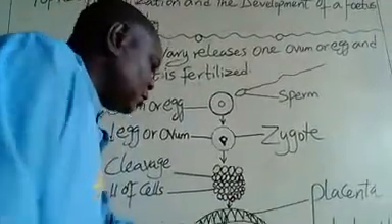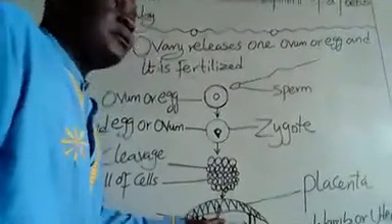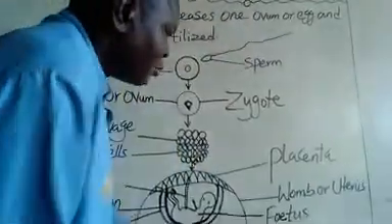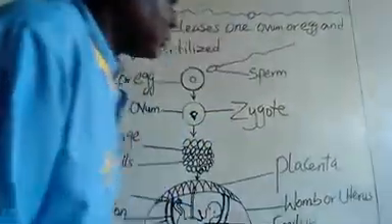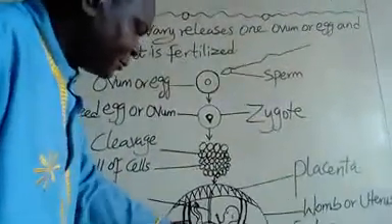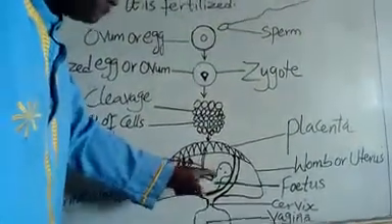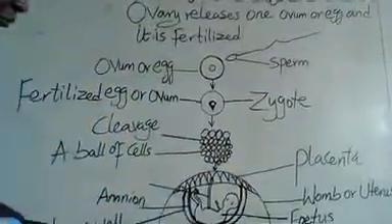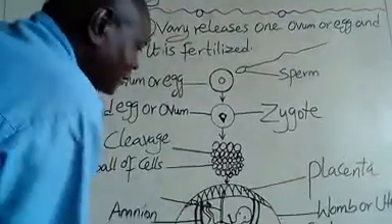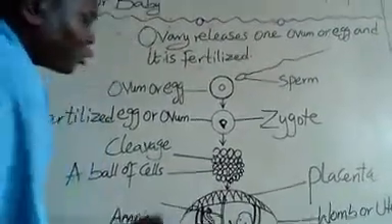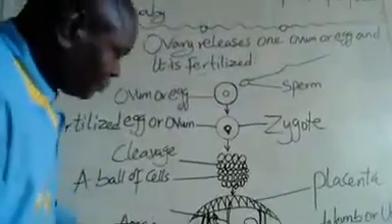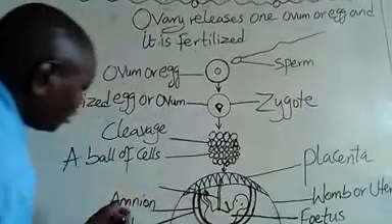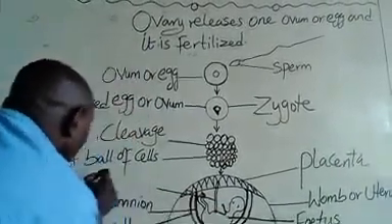From here, we are going to have a baby in the womb or uterus. Look at the baby in the womb. Here we have what we call umbilical cord.